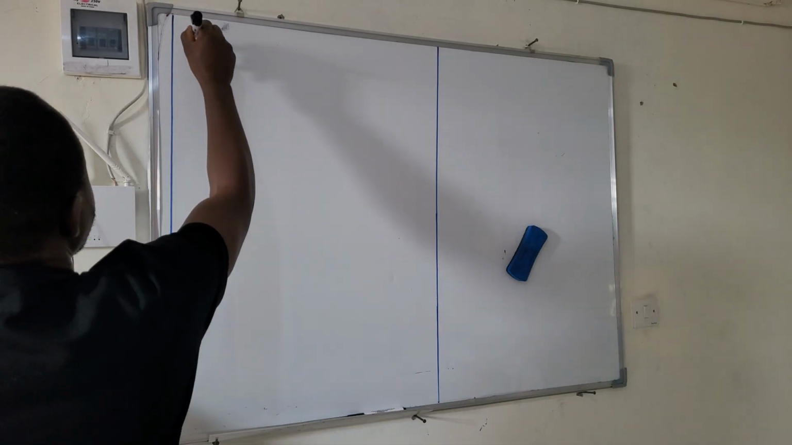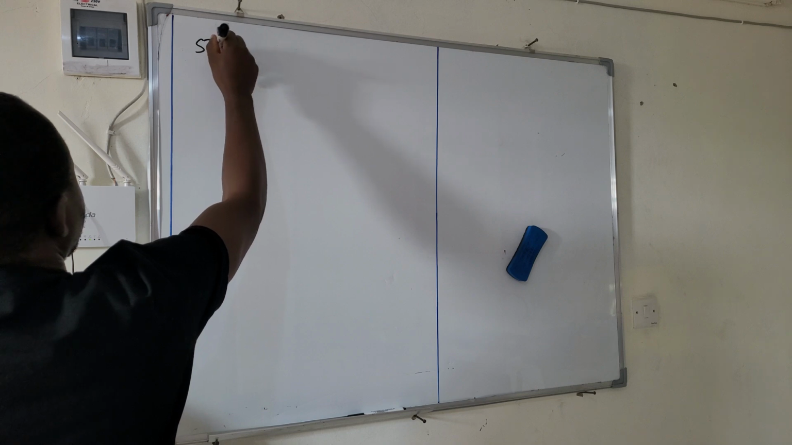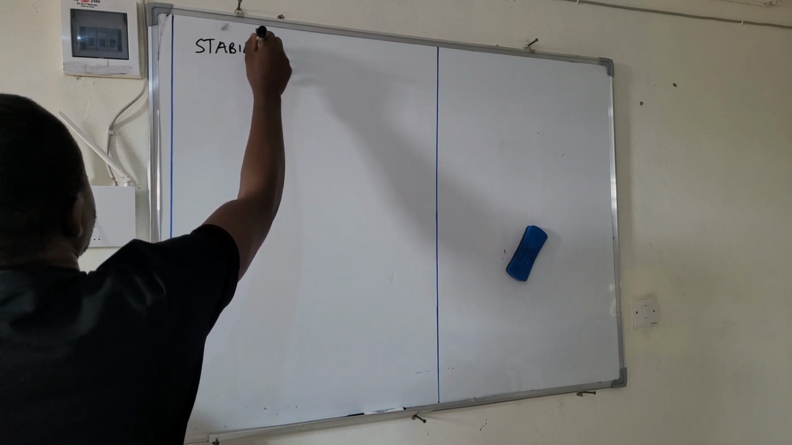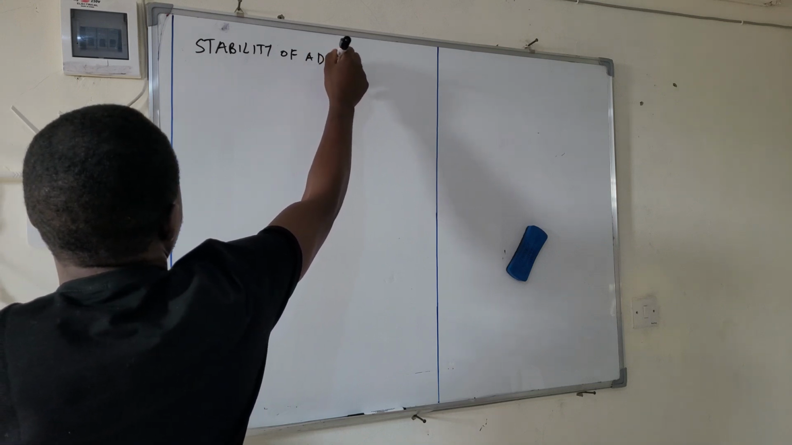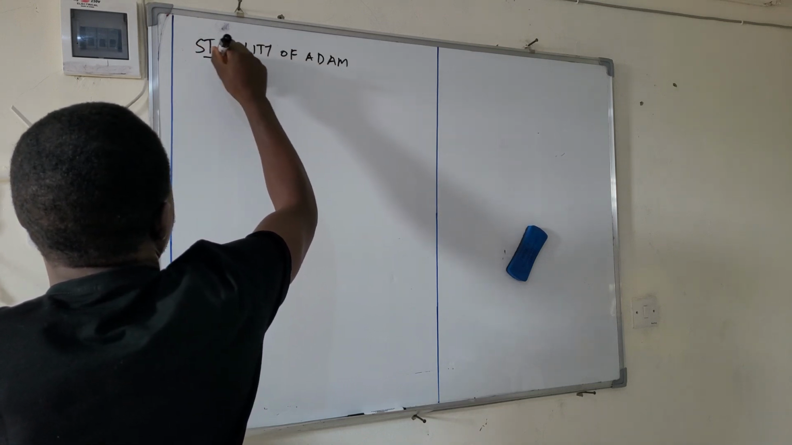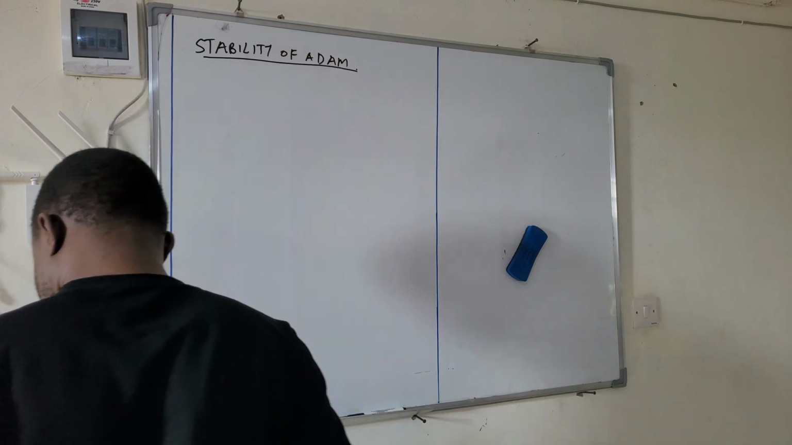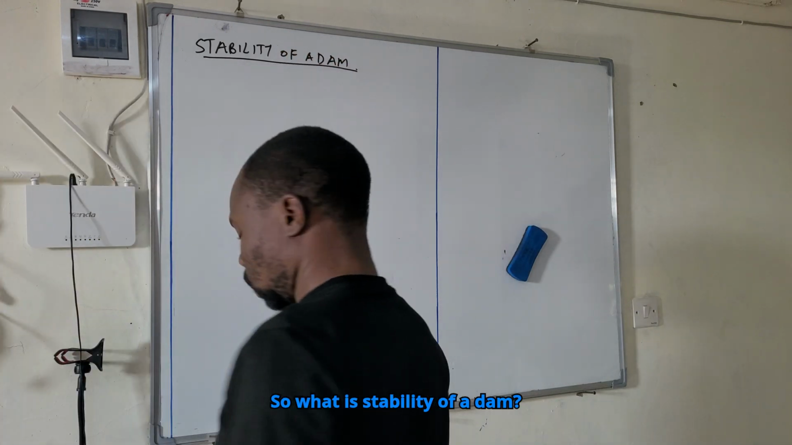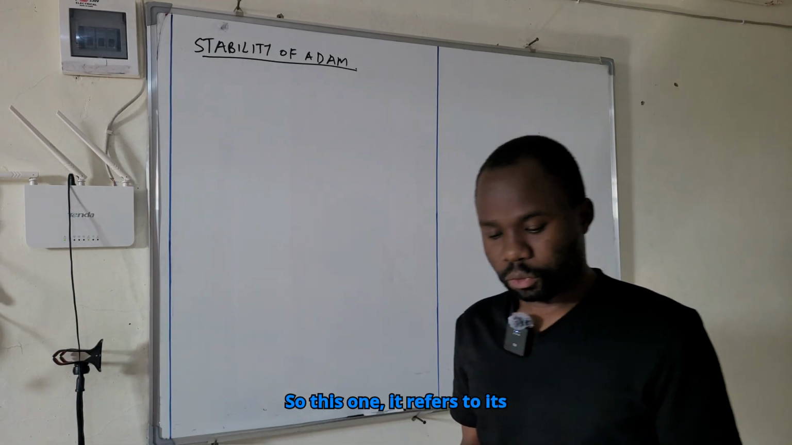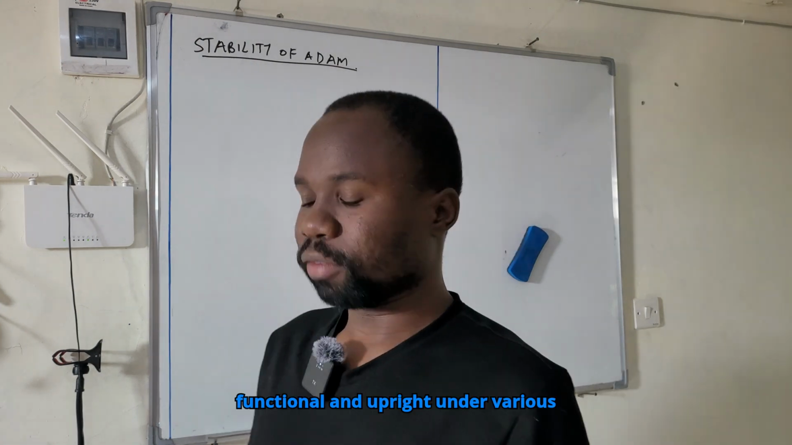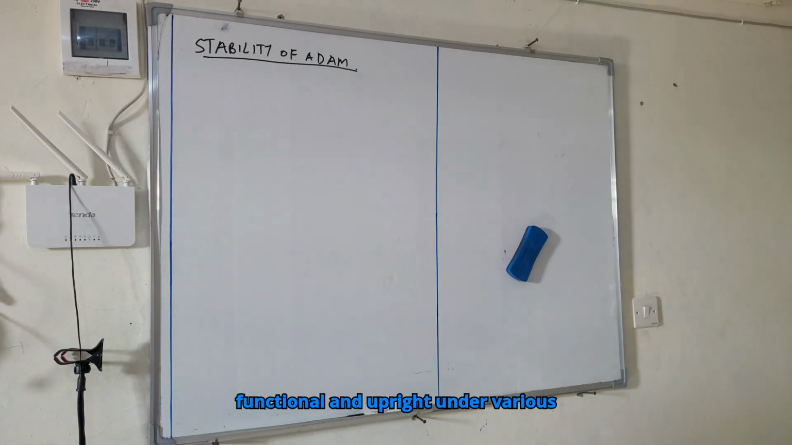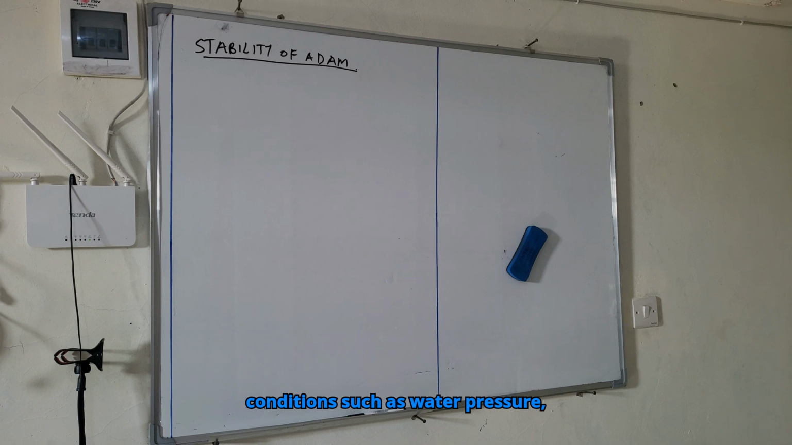Stability of a dam. So what is stability of a dam? It refers to its ability to remain safe, functional, and upright under various conditions, such as water pressure, seismic forces, and environmental changes.